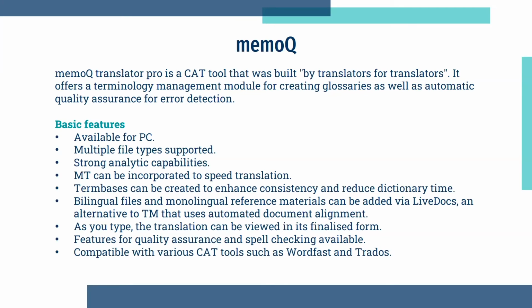Like other CAT tools, we don't have to type from scratch. The machine translation engine can provide a rough translation for us. So term bases can also be created to enhance the consistency. And bilingual files and monolingual files, such as the reference materials, can be added via LiveDocs. It is an alternative to translation memory. It can use automated document alignment as well, just like translation memory.